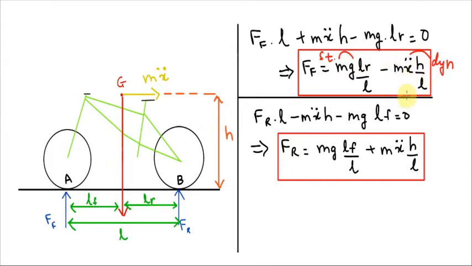Now talking about a wheelie, it is quite understandable from the equation that if this dynamic part goes up, the value of Ff will go down, which is exactly what we need to perform a wheelie.